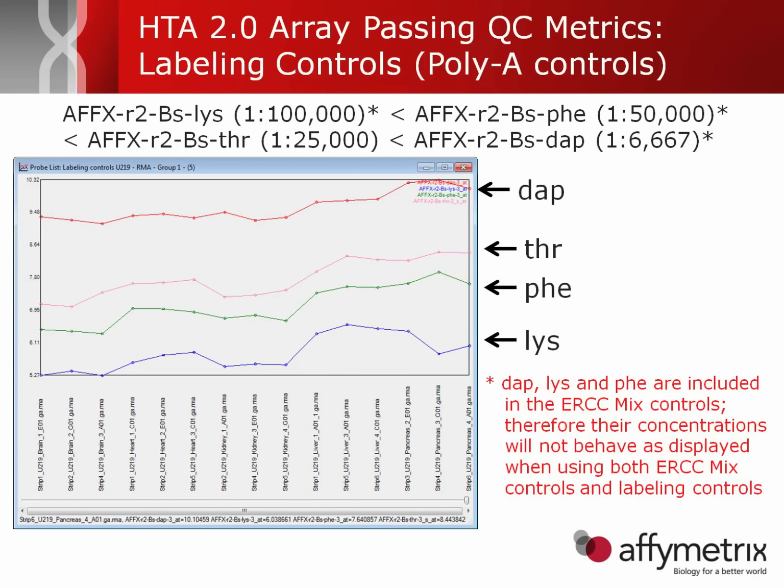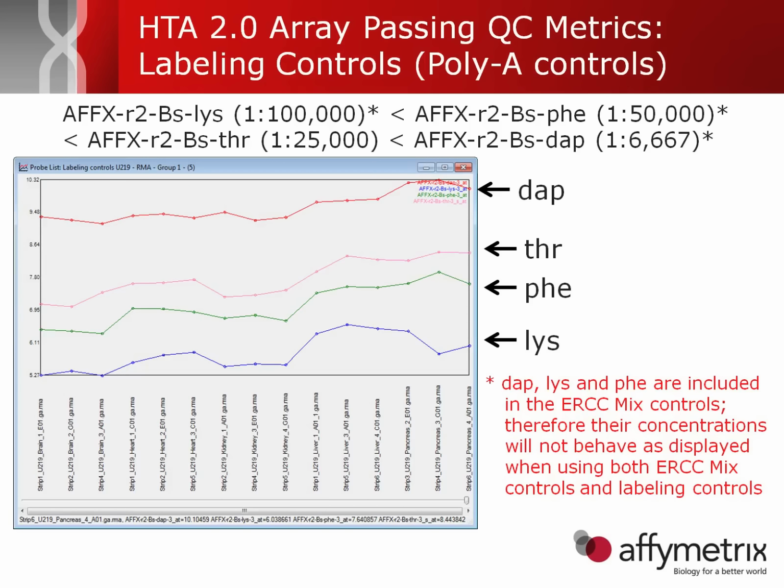For the labeling controls, also referred to as the poly A controls, there is again expected performance. Lys is expected to be the lowest signal, followed by Phe, followed by Thr, followed by Dap. One important note is that if you're using both the ERCC controls and the labeling controls, or the poly A controls from Affymetrix, they share Dap, Lys, and Phe. So that means that if you put both of them together, then the expected concentrations will not behave as expected.